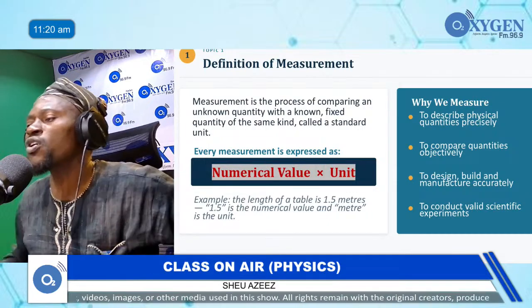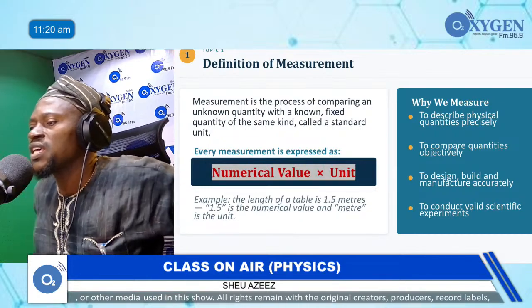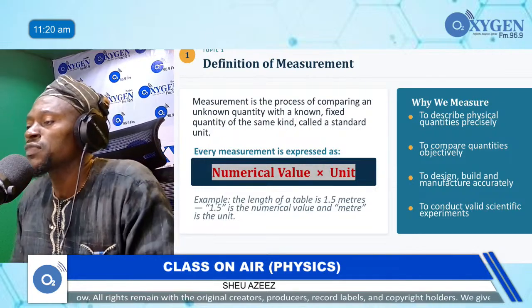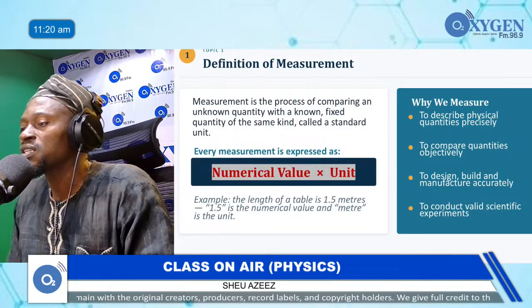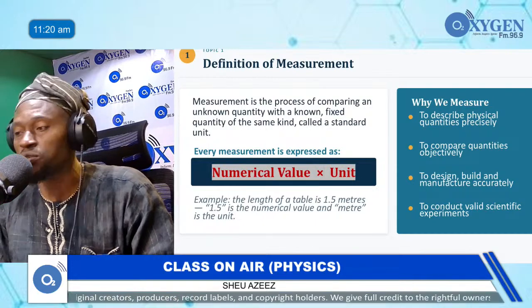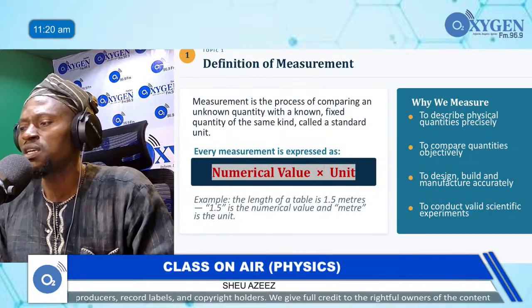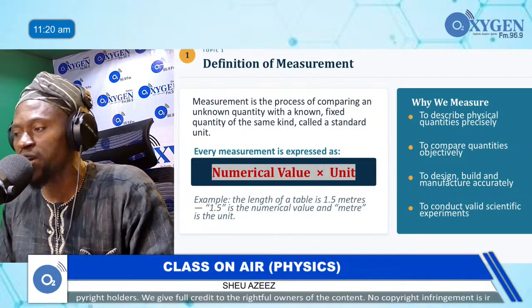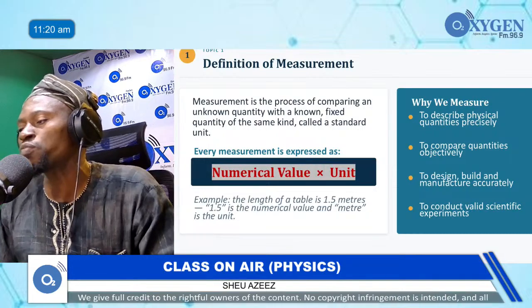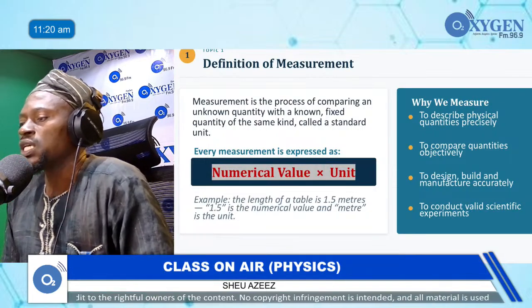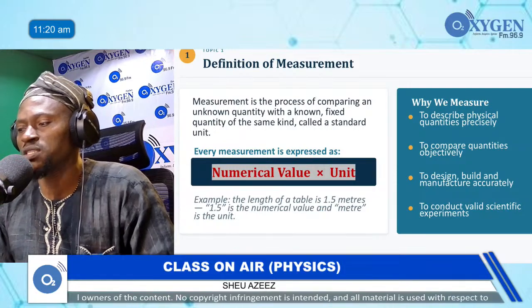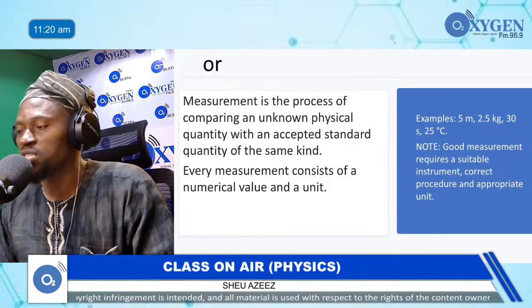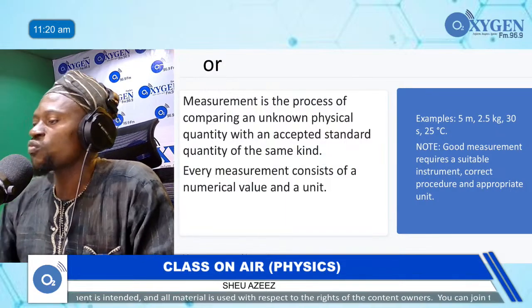And we have some other examples like 5 meter, 2.5 kilogram, 30 seconds, 25 degrees Celsius, and so on. If you are talking about a good measurement, you have to note something: it requires a suitable instrument, correct procedure, and appropriate unit. Those three are key when it comes to measurement.